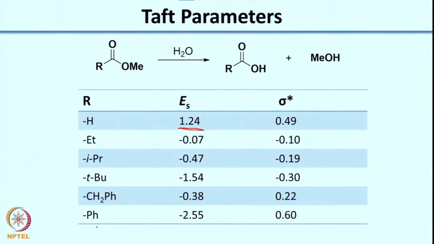But here the phenyl group is giving a greater magnitude of minus value, that is 2.55, which is the highest in this table. So maybe it's giving a much bulkier effect compared to the tertiary butyl, that's why it's giving a higher value, correct?